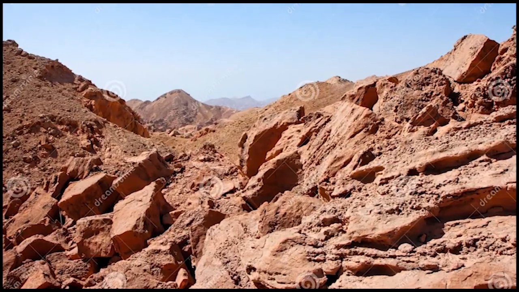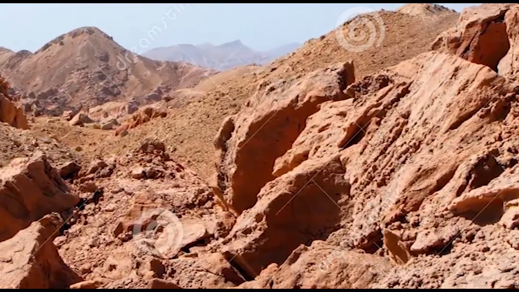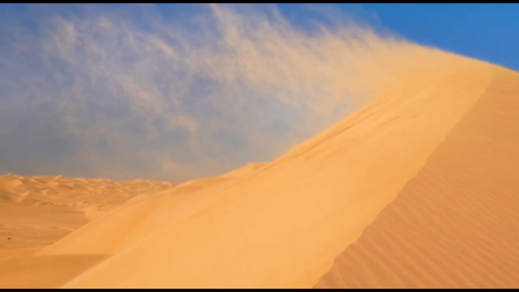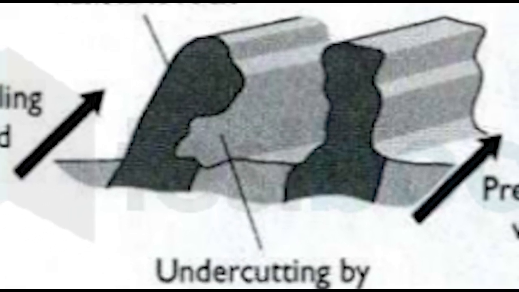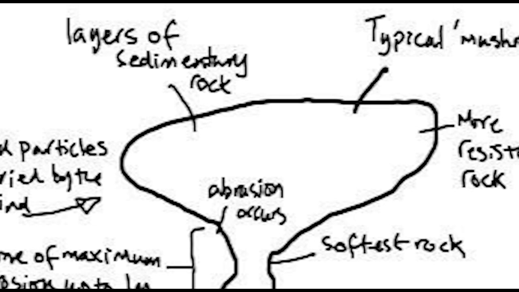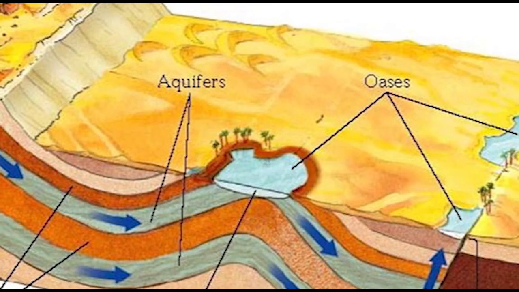Now we have talked about examples of desert in the world and the action of wind in desert, such as erosion, transportation, and deposition. But right now we have talked about wind erosion. I promised you that in the next video we shall talk about the landscapes or features from wind deposition.